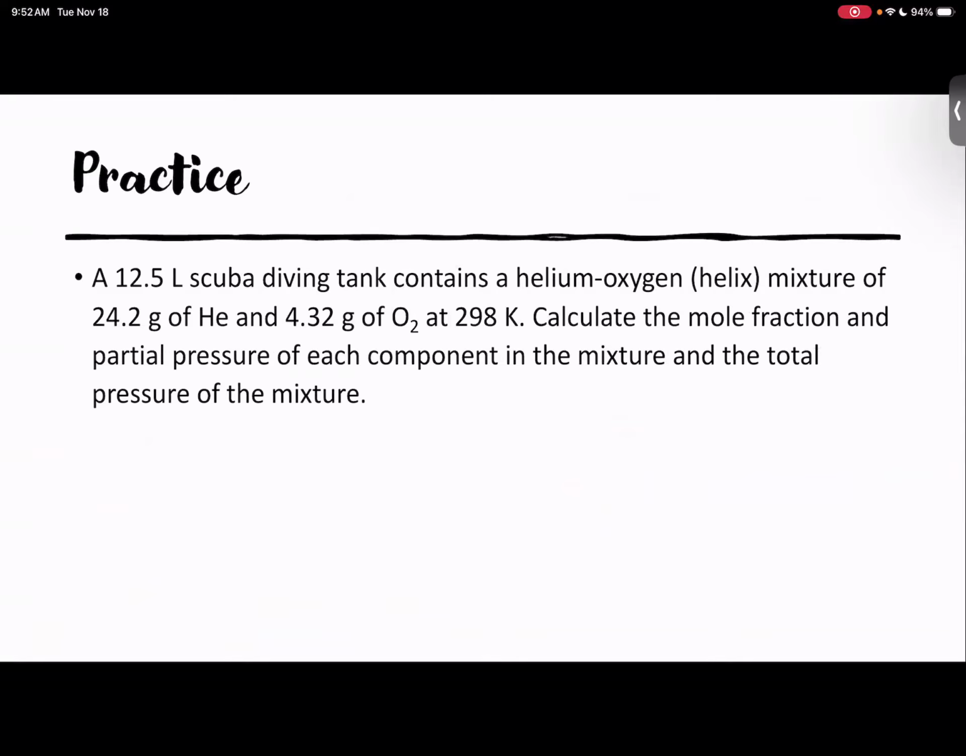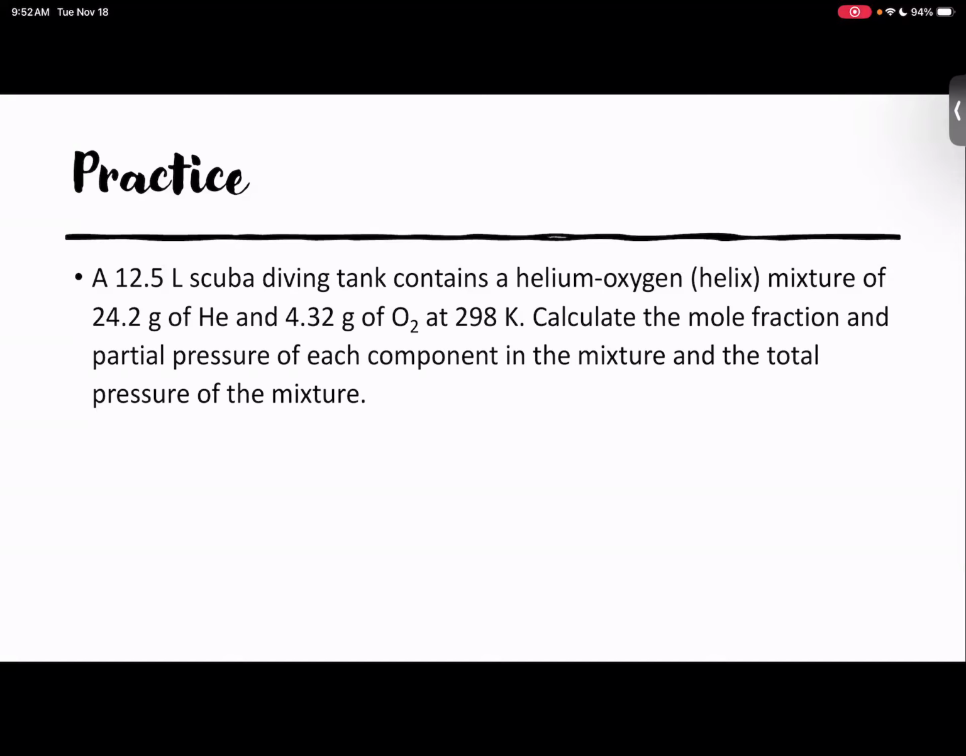Let's look at another example. A 12.5 liter scuba diving tank contains a helium-oxygen mixture, known as heliox, of 24.2 grams of helium and 4.32 grams of oxygen at 298 Kelvin. Calculate the mole fraction and partial pressure of each component in the mixture and the total pressure of the mixture.